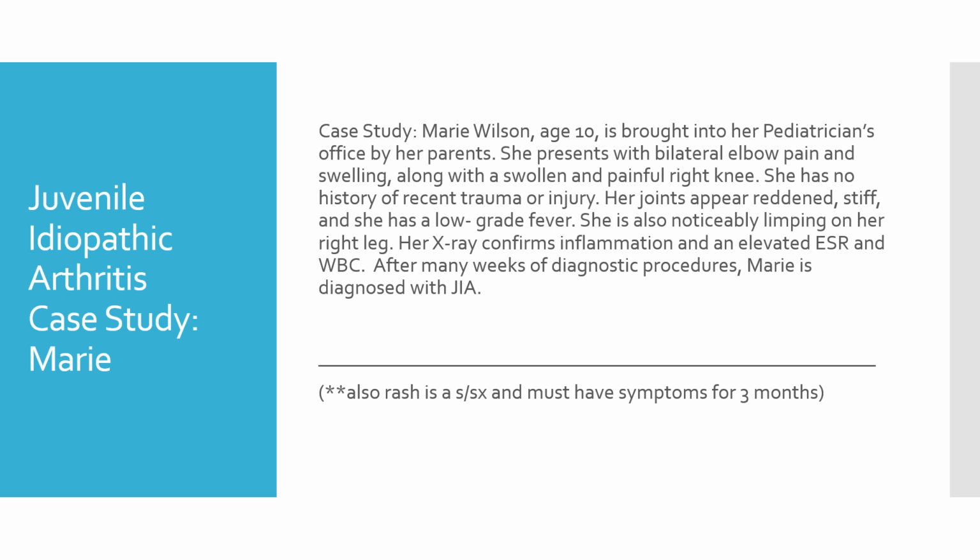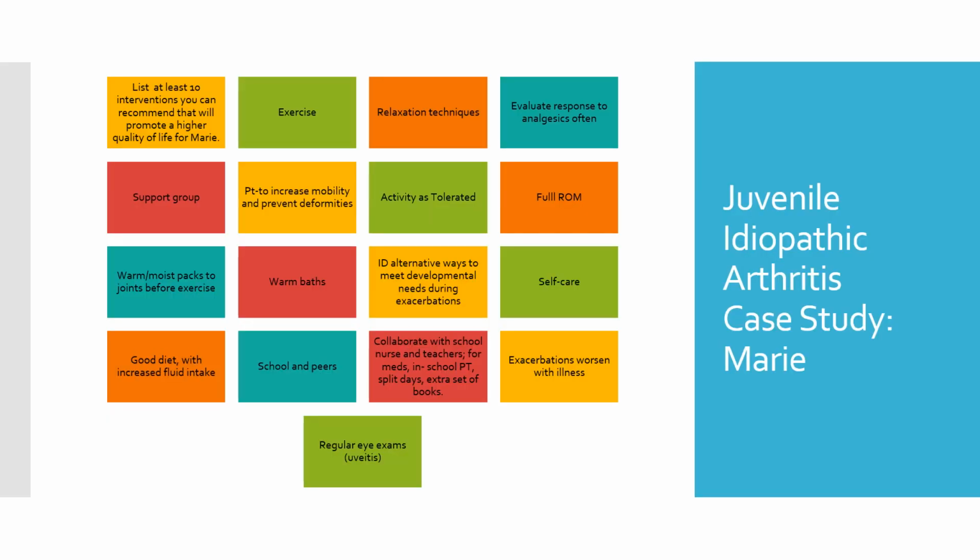After many weeks of diagnostic procedures, Marie is diagnosed with JIA. So symptoms must be there for 3 months. For a while we're ruling out other things, but all these symptoms have to be present for at least 3 months. So list 10 interventions you can recommend that will promote a higher quality of life for Marie. Again, this isn't a disease that is cured, but we can promote a better quality of life. That is key here.